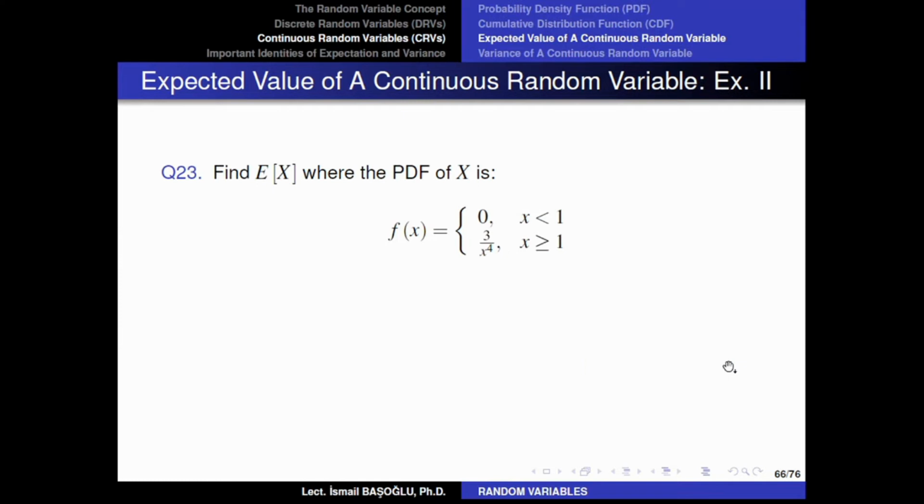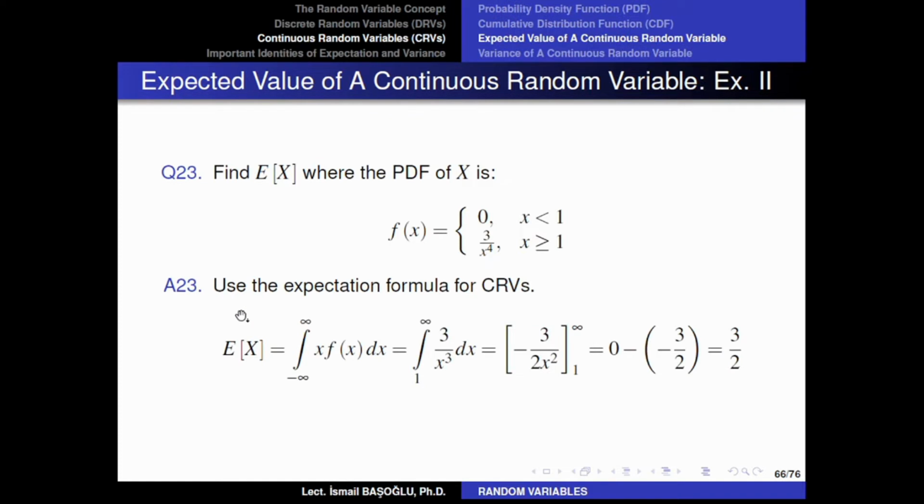So let's try to find the expected value of another random variable. This time, the probability density function is given as 0 if x is less than 1, and it is 3 over x to the power 4 if x is greater than or equal to 1. So you see, our random variable x here can only take values which are greater than or equal to 1 because the density function is positively defined in that region. At anywhere else, it is defined as 0.